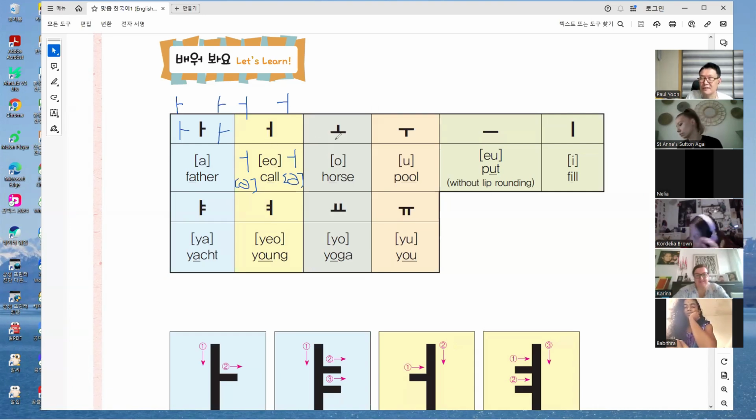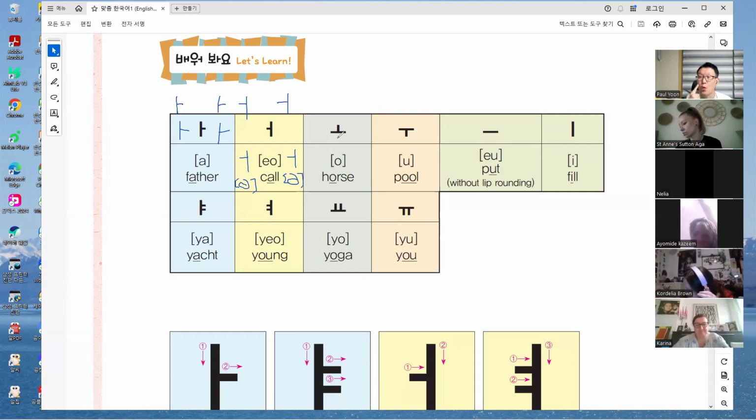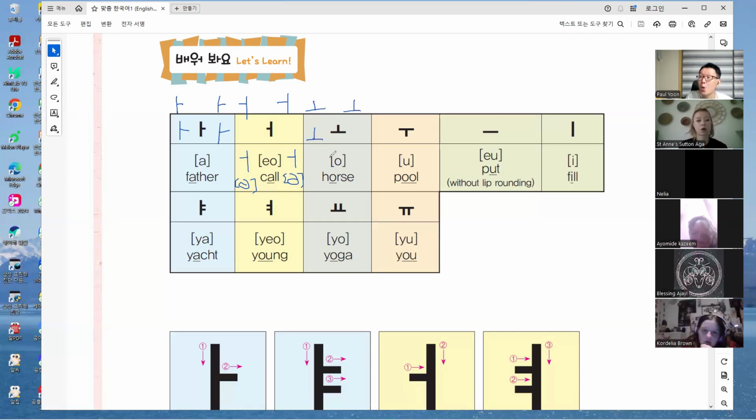And then, this one is o. One, two. Again, one, two. Look at the shape of my mouth. O, okay, good, like in horse. This one, o. One, two.